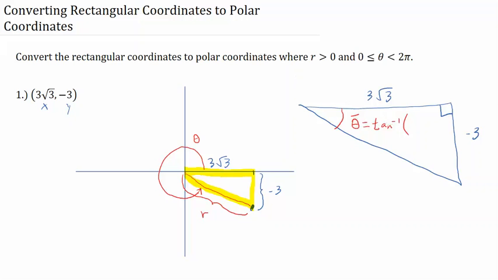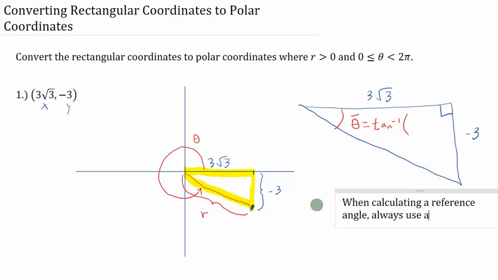Now, when you're doing a reference angle, let me make a note of this. When calculating a reference angle, always use a positive ratio, okay? Reference triangles can live in any quadrant. It doesn't matter, positives and negatives. So reference angles always use positive numbers because this is just a right triangle. And if you take this right triangle out of context, it doesn't matter that this is negative 3. So I need opposite positive 3 over adjacent 3 square roots of 3.